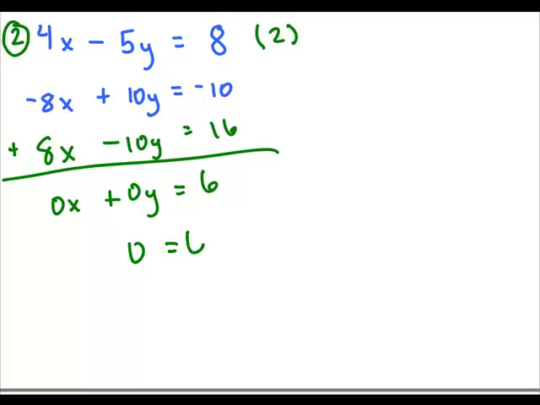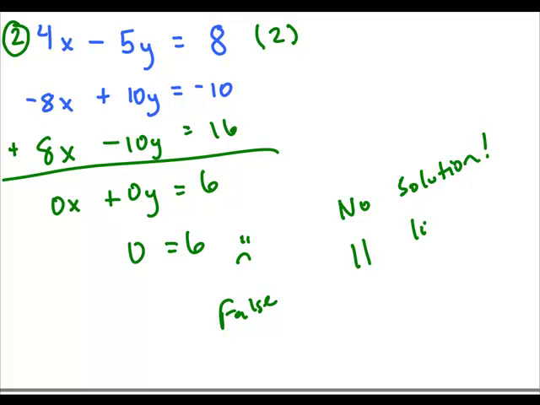0 equals 6. Okay. Well, this is not true. This is a false statement, and it has a very specific meaning. What that means is these two lines are in fact parallel, and that they do not intersect. So if you get a case like this, where you get a false statement, what that means is that there is no solution, and that we have parallel lines. Some textbooks call this an inconsistent system.